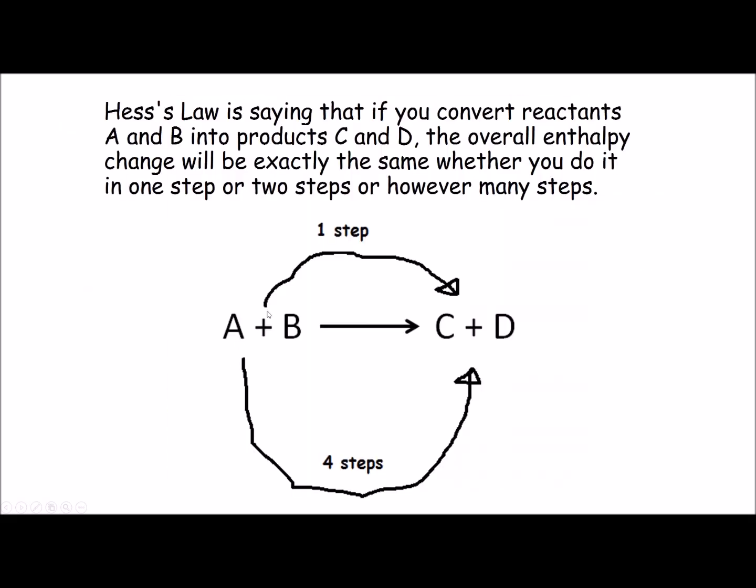So let's say you've got A and B reacting to give you C and D, and let's say the enthalpy change for the first step is 300 kilojoules per mole. If you did the exact same reaction but in 4 steps, the enthalpy change should be exactly the same, which is 300 kilojoules per mole. And this is what Hess's Law is trying to state, that whether you do a reaction in 1 step or an infinite number of steps, the overall enthalpy change will be the same.